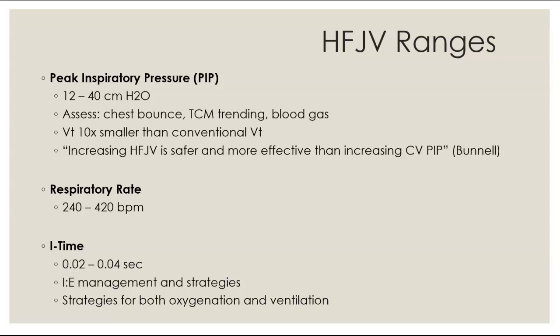The range for respiratory rate is 240 to 420 breaths per minute. The strategy I like to pick is the smaller the baby, the higher they tolerate rates. So a smaller baby, I would do 420. If maybe I have a big chonky meconium aspiration kid, I might go around 360.